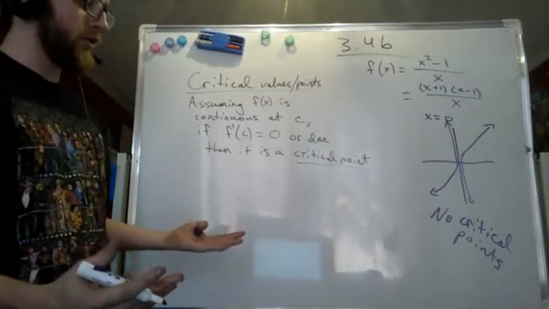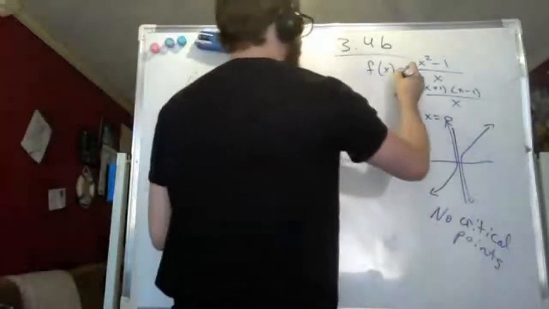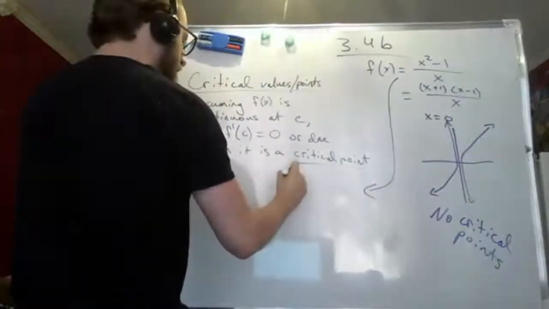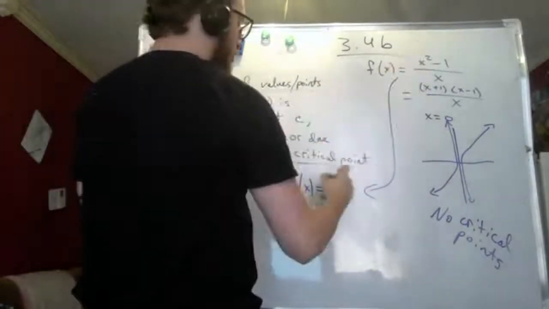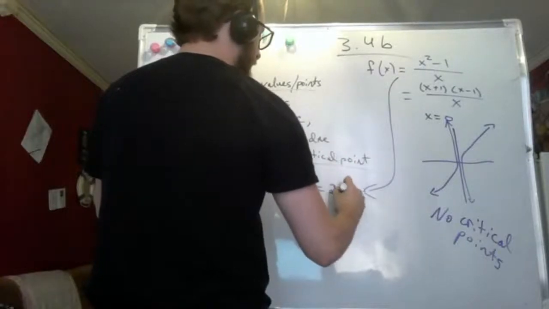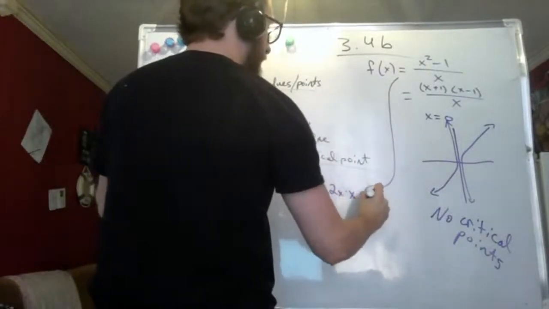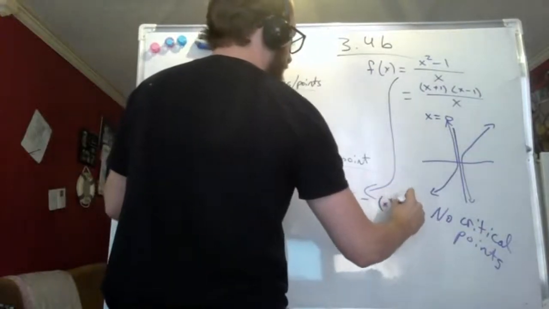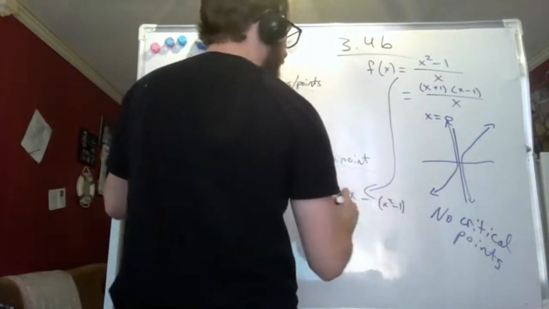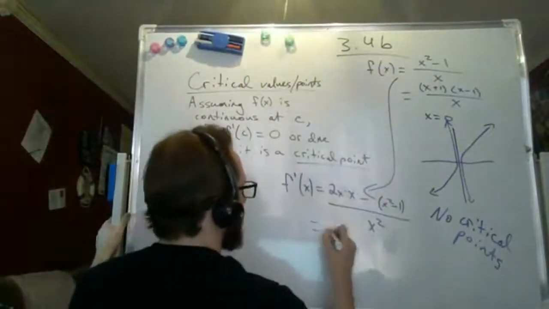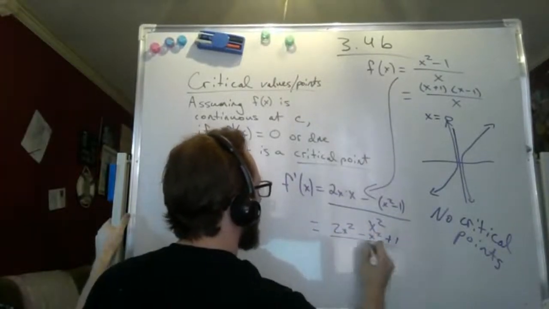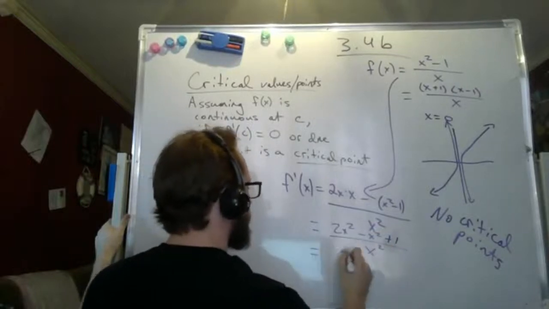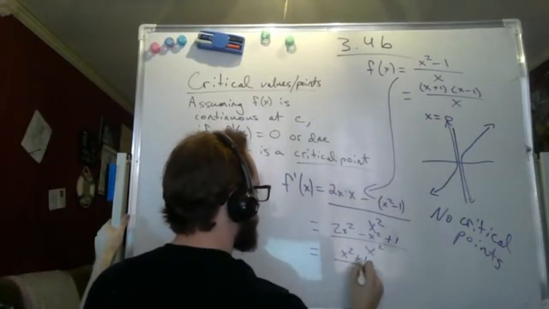Well, why else are there no other critical points? Well, remember, critical points come from the first derivative. So if I take the first derivative here, I've got to use the quotient rule: derivative of the top, 2x, times the bottom, minus the top times the derivative of the bottom, that's just 1, divided by the bottom squared. And I can simplify this a little bit. I'm going to have 2x squared minus x squared plus 1, divided by x squared, which is just x squared plus 1 divided by x squared.